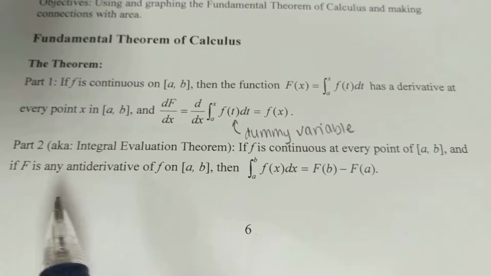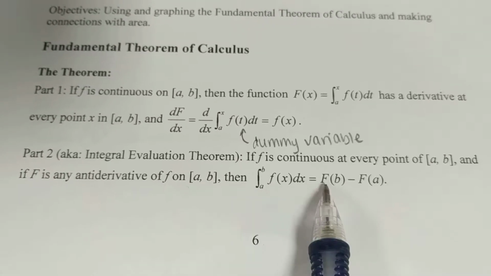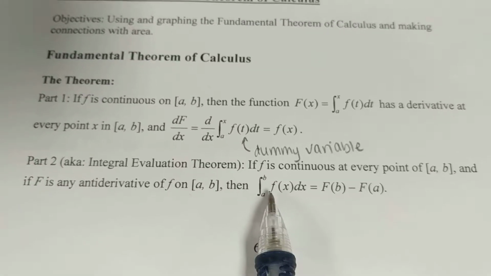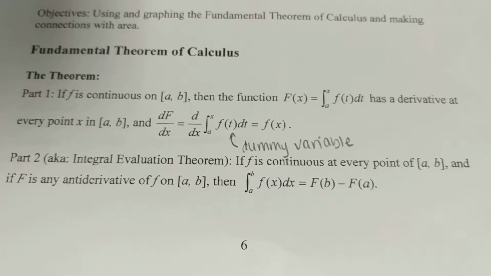So that's part one, and then part two, we're going to talk about how we actually evaluate. We do the antiderivative at b minus the antiderivative at a, but in this video, we're going to concentrate on just part one.